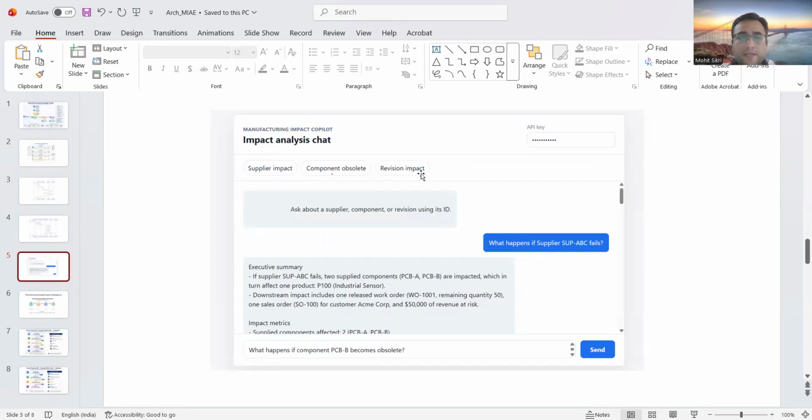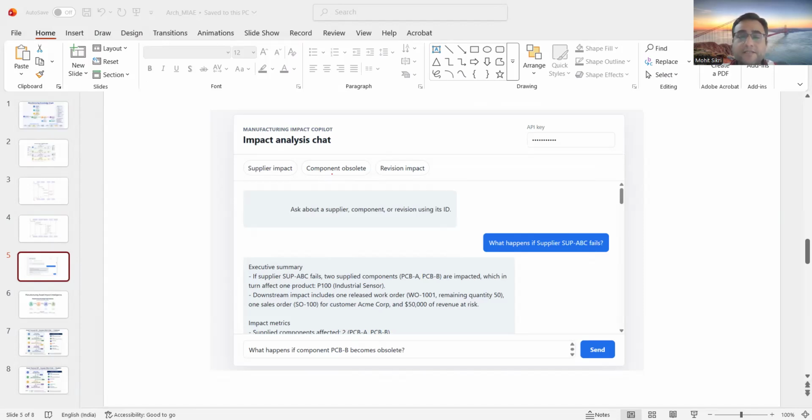Okay, now let's talk about the manufacturing impact Copilot. So far we have seen how manufacturing data is represented as a connected knowledge graph. The next step is making this graph easy to query without requiring users to understand APIs or graph databases. This is where manufacturing impact Copilot comes in. Manufacturing impact Copilot provides a natural language interface over the manufacturing knowledge graph. Instead of navigating multiple ERP screens or writing complex queries, users simply ask questions in plain English.